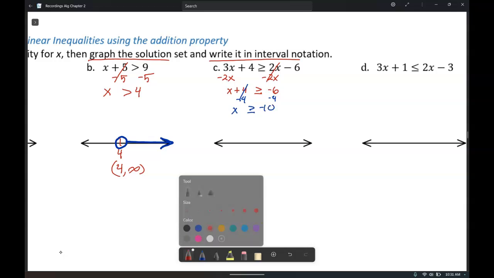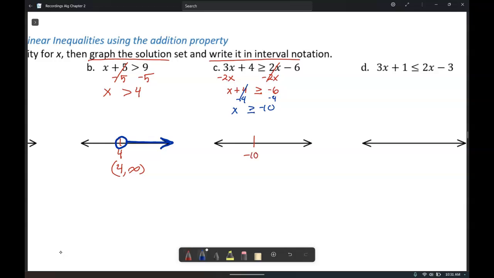So we can go ahead and graph on our number line, starting at negative 10. X is greater than or equal to, so we'll use that closed circle and go to the right. Interval notation, our lowest value is negative 10, continuing forever to infinity. So we'll use a bracket and a parentheses for that interval.